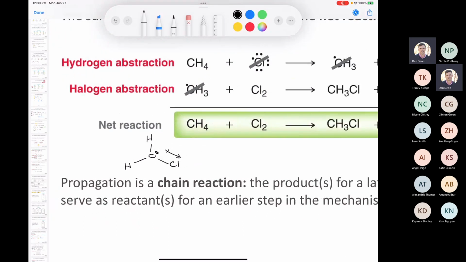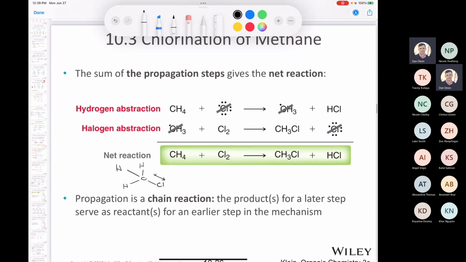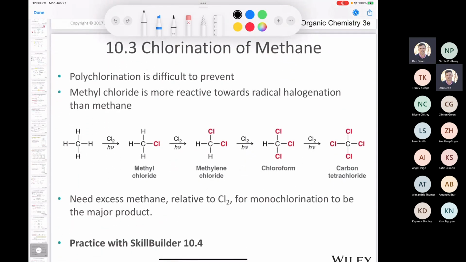So what that does is it makes the molecule even more reactive when you have chloromethane. It's even more reactive than methane was. So what happens is, since you end up producing chlorine, you can guess what's going to happen. Polychlorination is just going to happen. It's going to make methyl chloride, but that's going to be even more reactive than this was. So it's going to chlorinate again. Then this methylene chloride is more reactive than methyl chloride. Then it keeps going and going until you get to carbon tetrachloride.